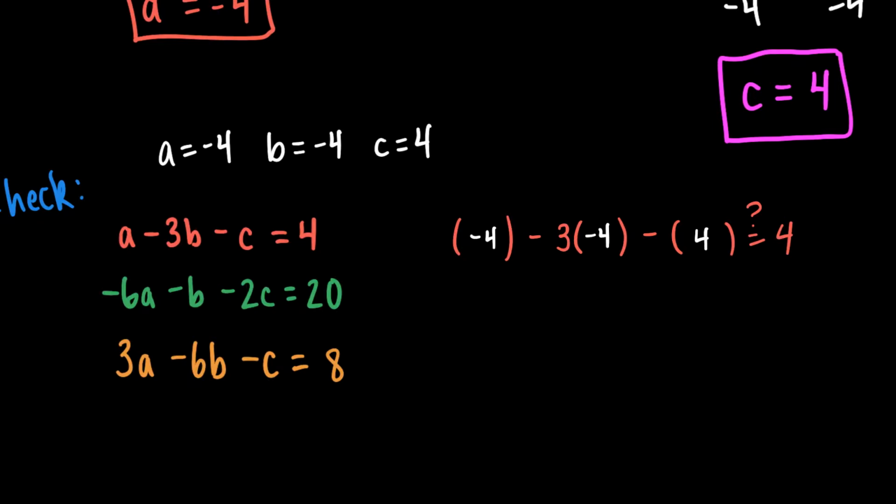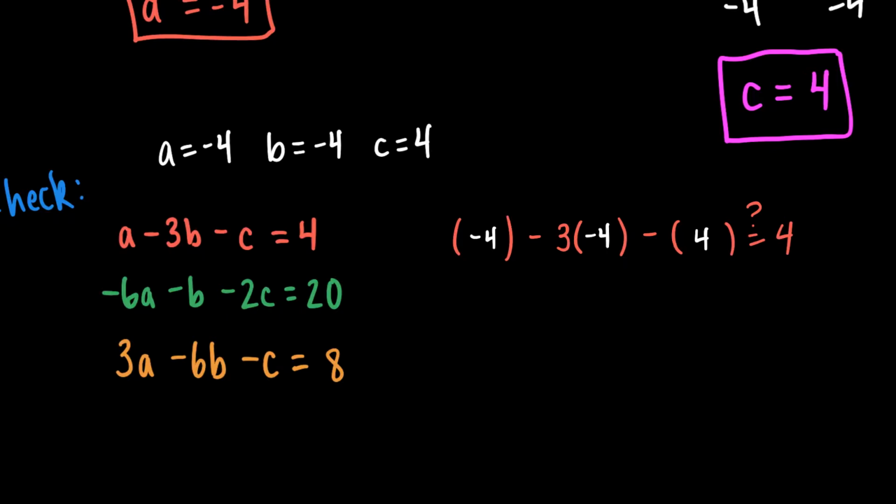So we got negative 4 plus 12 minus 4. That's supposedly equal to 4. Is that true? It is. That works. Okay. All right, so the first equation works.